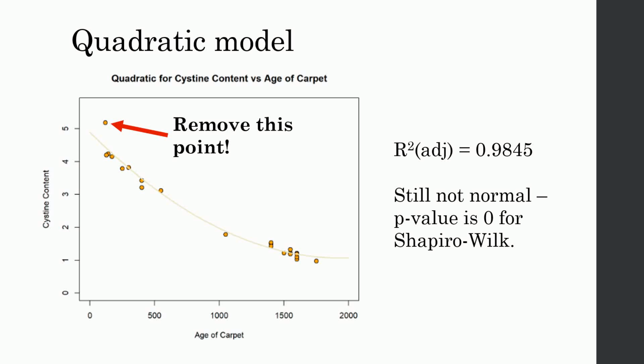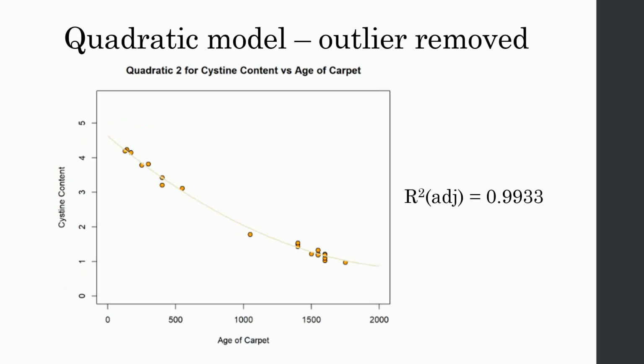But whenever we do the quadratic analysis, there's still that very first data point that shows up as an outlier, and in fact it appears to be an even worse outlier with the quadratic model. However, even with that outlier included, we still have an R squared of 0.9845, which is higher than before, suggesting that we're moving in the right direction by going with a quadratic model. And also, the p-value is 0 for Shapiro-Wilk, so we again have to reject the null hypothesis that the errors are distributed normally for the quadratic model with the 23rd data point.